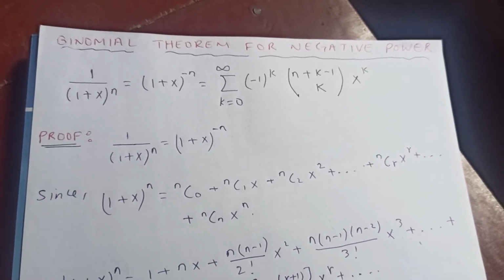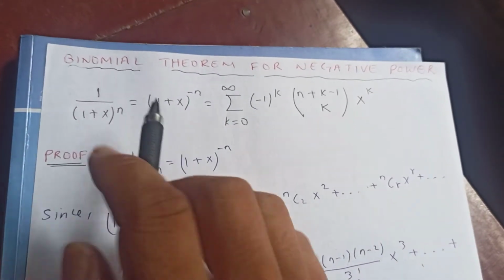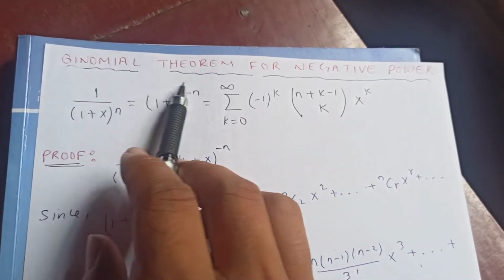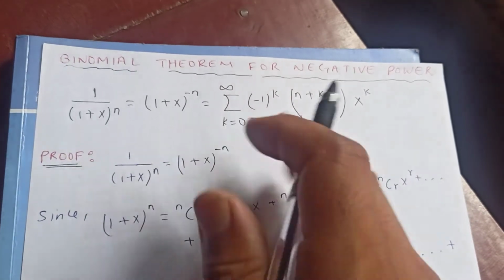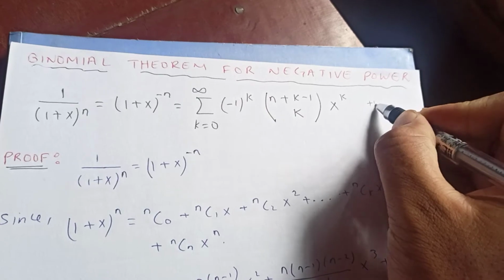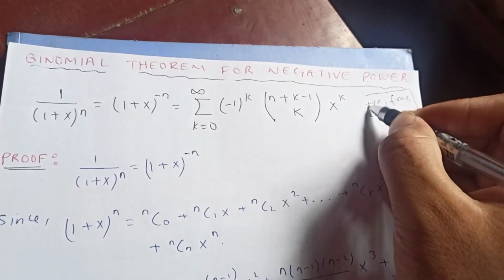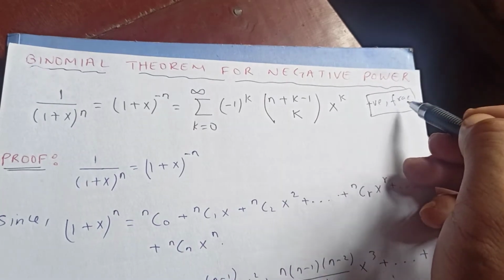Today we would like to solve this one, the binomial theorem for negative power. Not even negative power, it can also be positive and fraction also. It can be negative, positive or fraction.